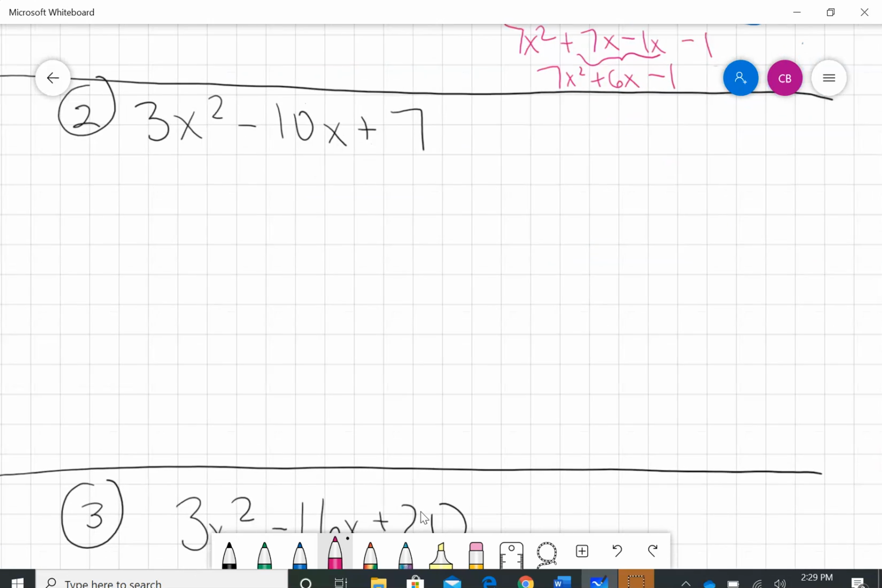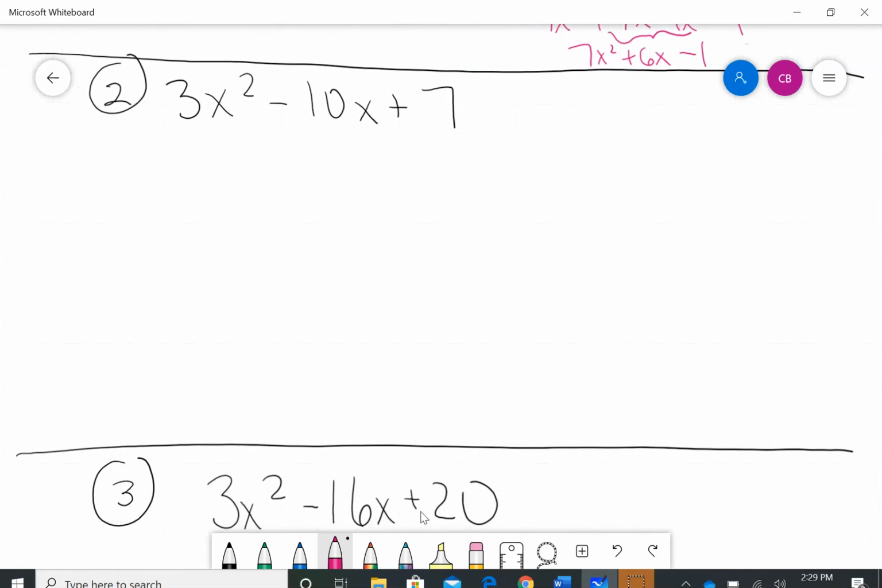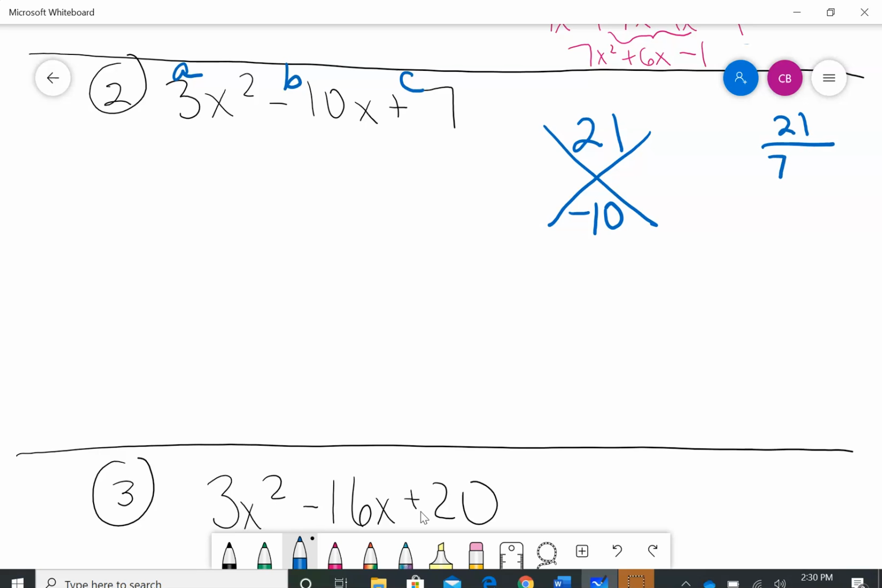Let me try another example. So here's example 2. For this one, my a value is 3, b is negative 10, c is 7. I'm looking for two numbers that multiply to 3 times 7, so 21, while adding to negative 10. So let's start thinking of things that multiply to 21. Looks like 7 and 3.